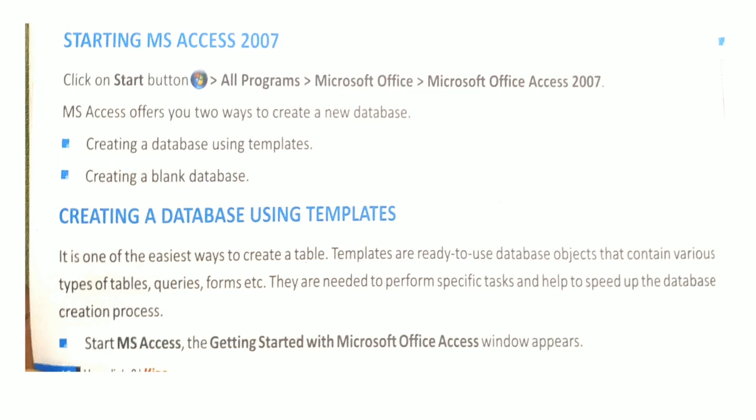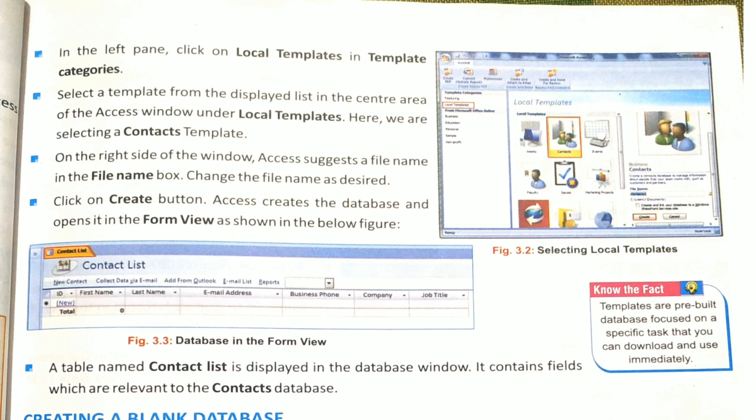Now, on starting MS Access, the Getting Started with Microsoft Office Access window appears. So when we start MS Access, the Getting Started with Microsoft Office Access window appears. Now in the left pane, click on Local Templates in Template Categories. Here you will see an option in the left pane. From here you will choose the Local Templates option in Template Categories.